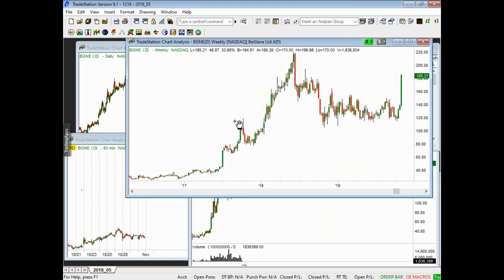This is another example of when you get a pullback. I don't know what this stock is.